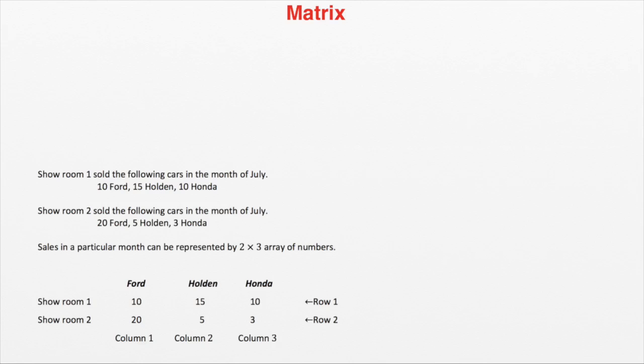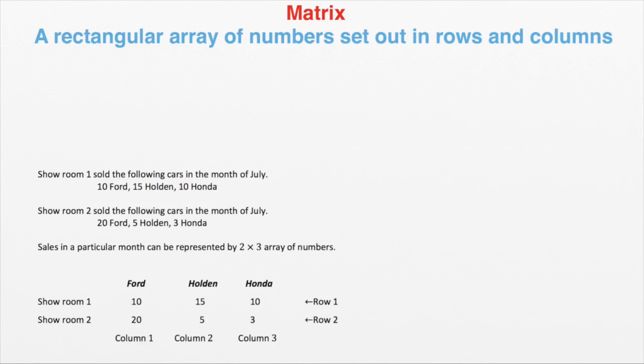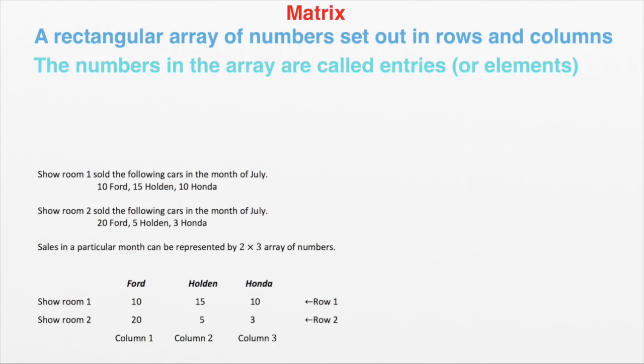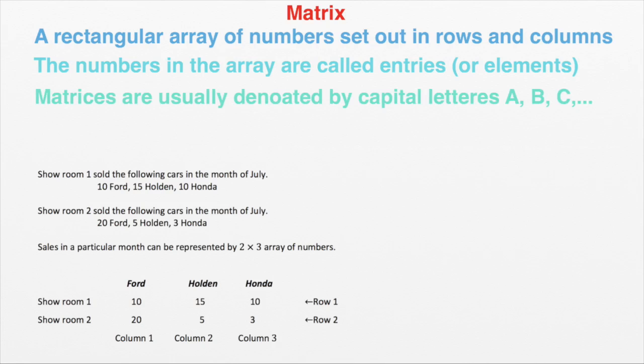So if we think about this matrix, a matrix is a rectangular array of numbers, and it's set out into rows and into columns. The numbers in the array are called entries or elements, so each one of these, so 10 is an element, 15 is another element. Matrices are usually denoted by capital letters A, B, and C. So when I turn this into a matrix in a second, I'm going to call this perhaps matrix A.